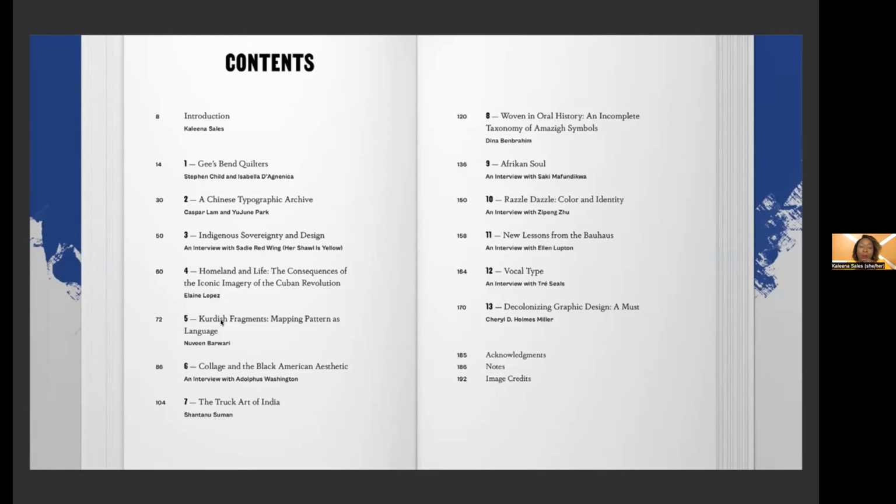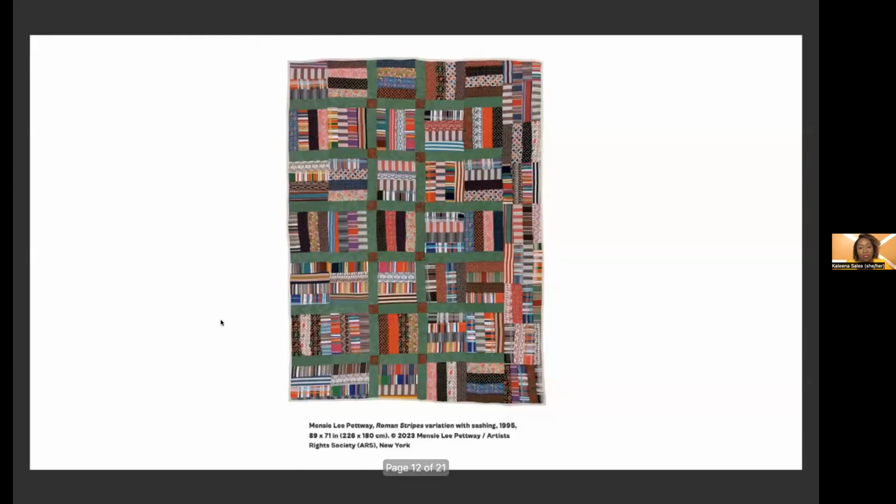And most of these stories are not typically discussed in, again, traditional design classrooms. So I'll stop my rambling, and I'd love to turn it over to some of the contributors and allow them to talk about their respective essays or interviews within the book.